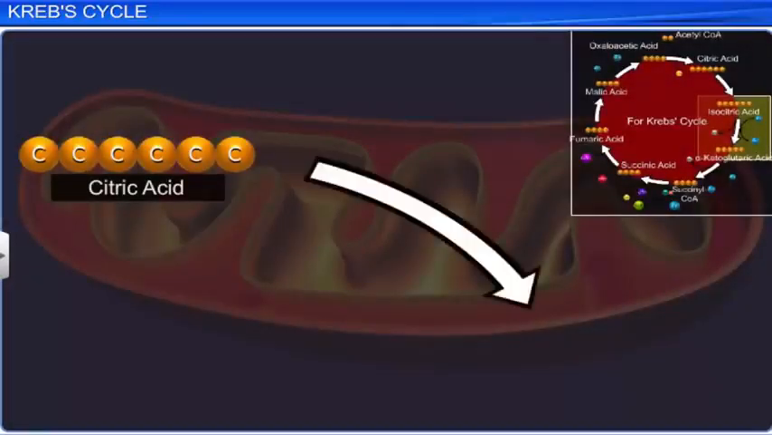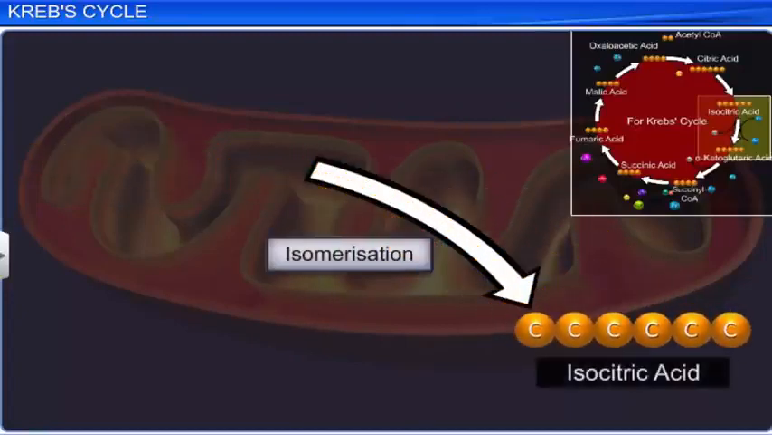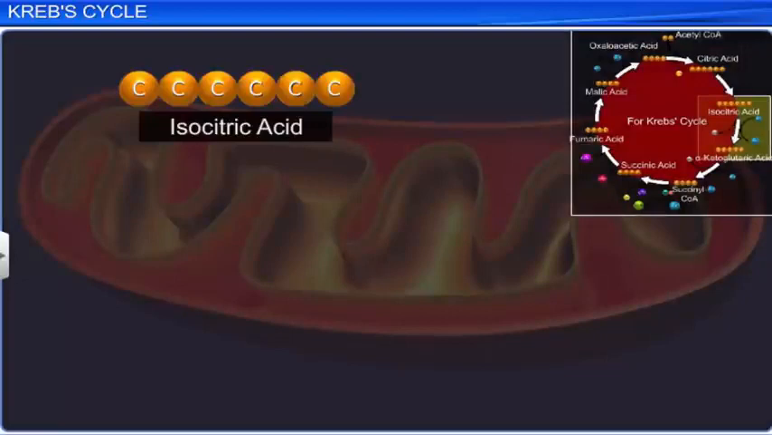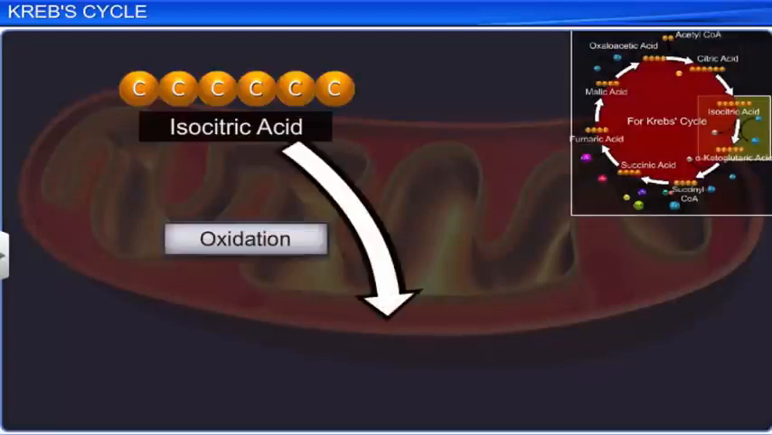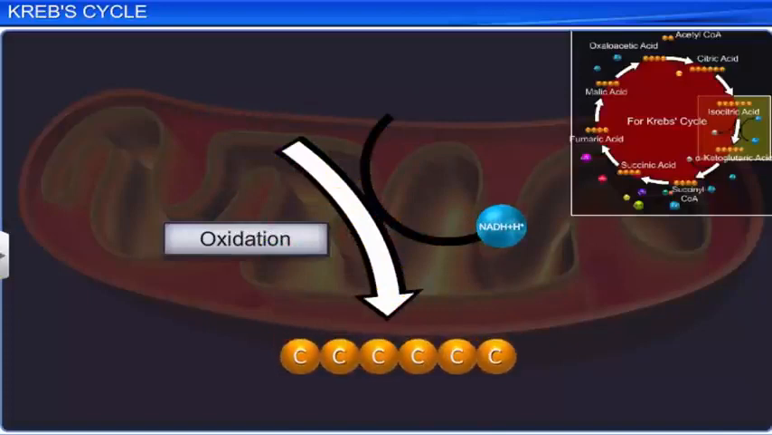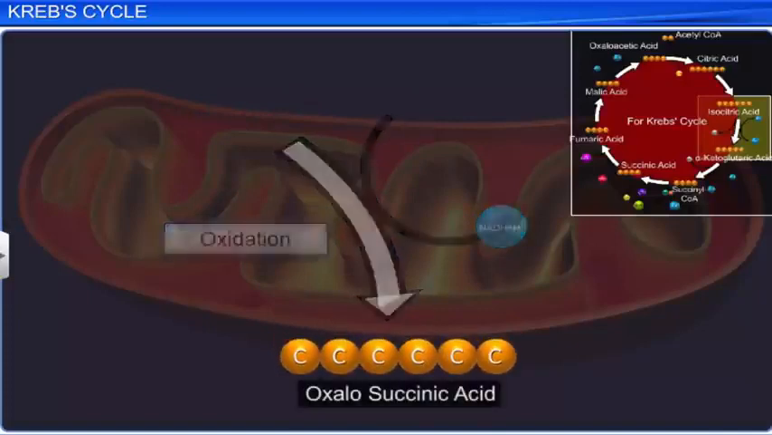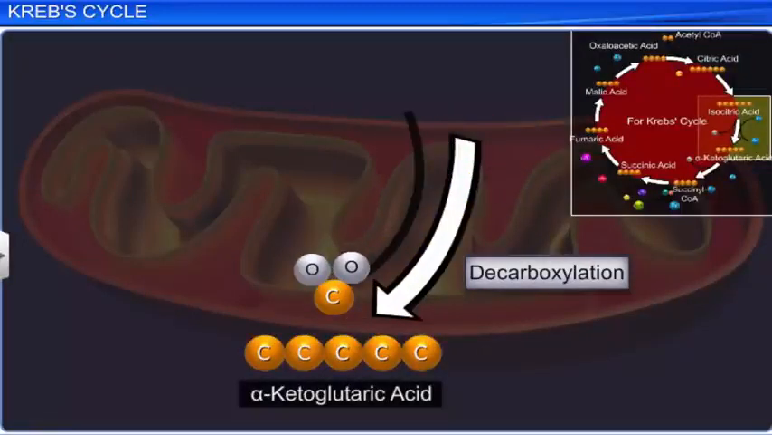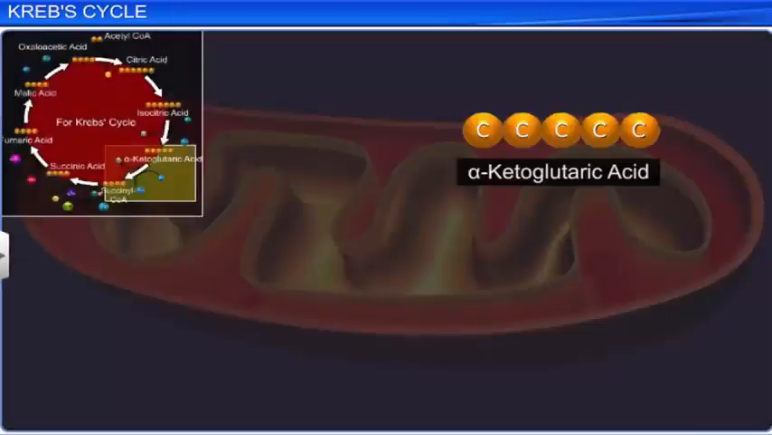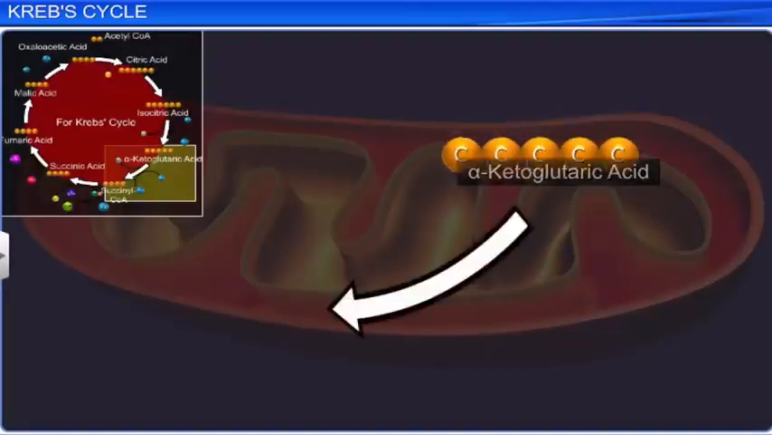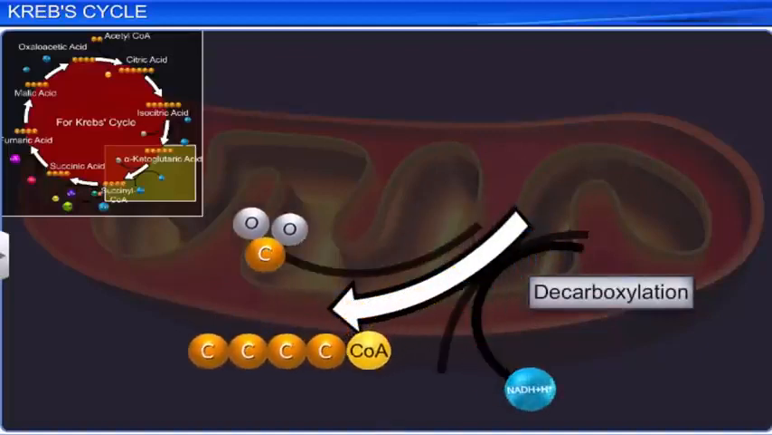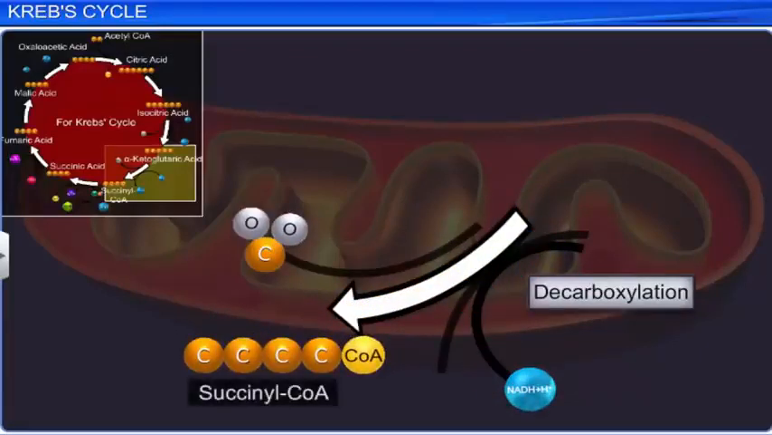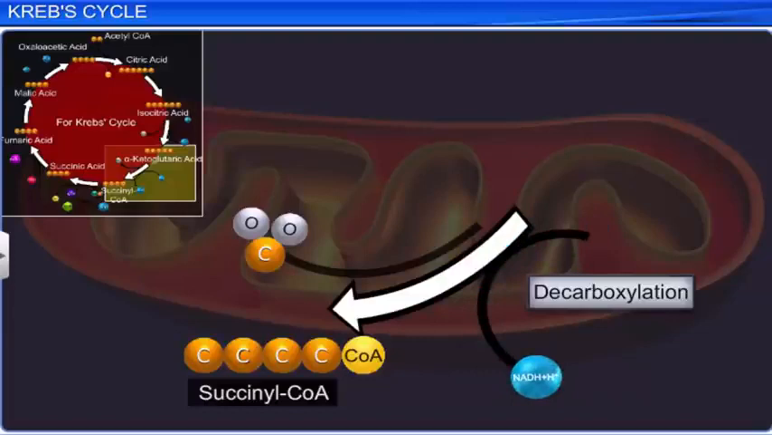The citric acid thus formed isomerizes to form isocitric acid. The isocitric acid is then oxidized in the presence of NAD+ to form oxalosuccinic acid, which is later decarboxylated to form alpha-ketoglutaric acid. This alpha-ketoglutaric acid undergoes oxidative decarboxylation using coenzyme A to form succinyl coenzyme A, along with the reduction of NAD+ to NADH + H+ ion.